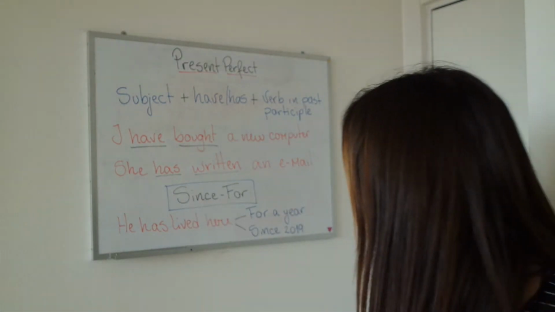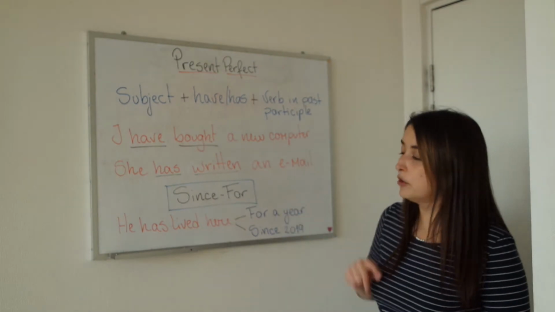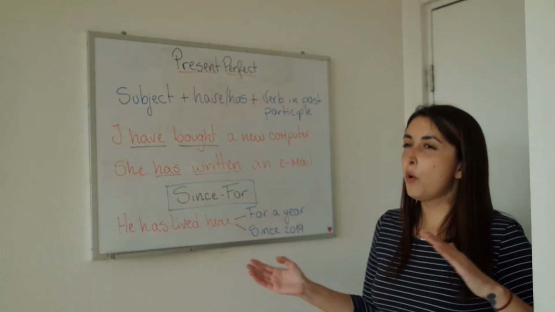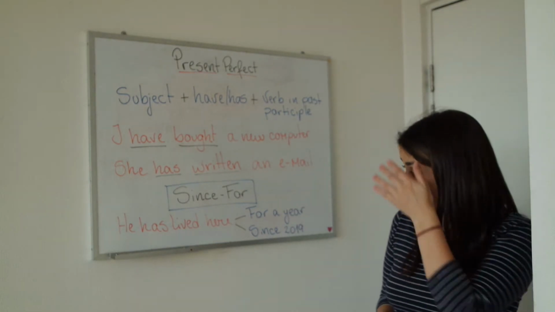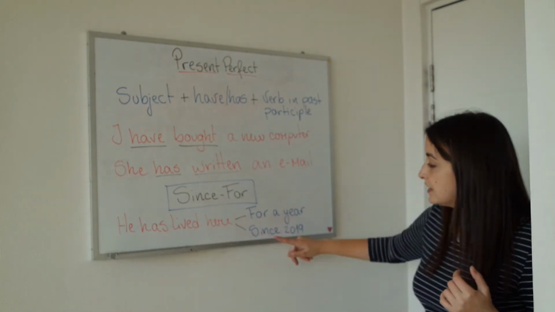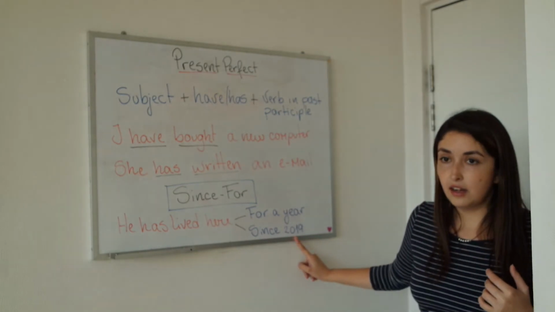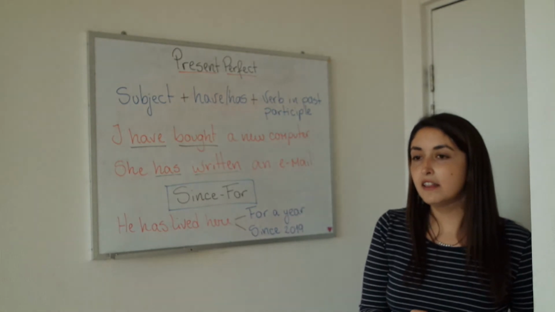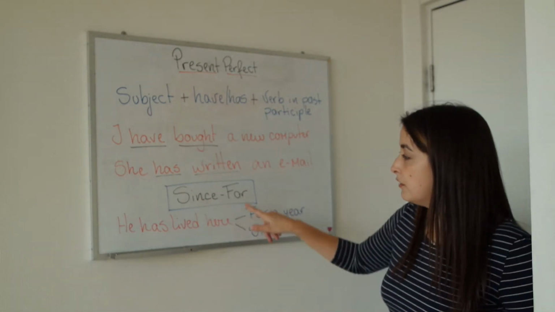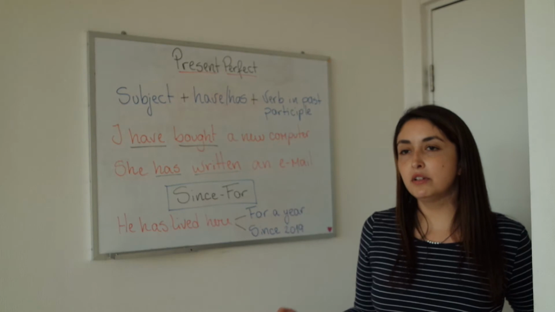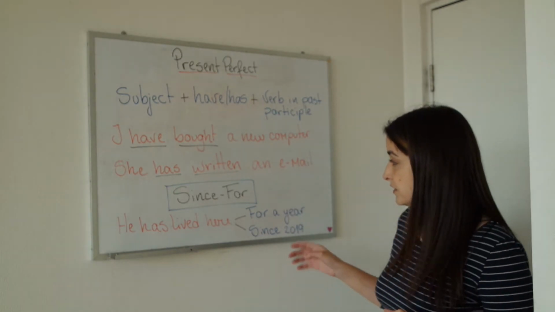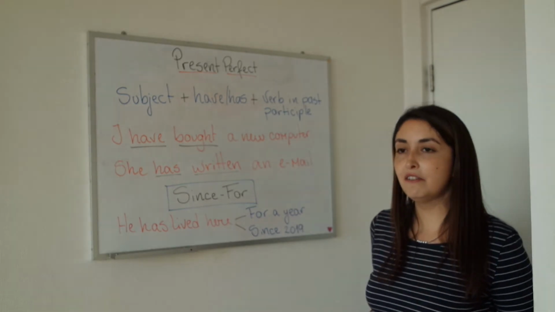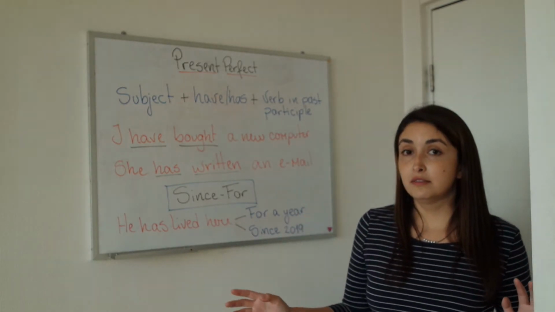Etc. Then we talk about since and for. We use since to tell when it started the action. For example, he has lived here since 2019. Él ha vivido acá desde el 2019. It means when it started. Habla de cuando comenzó esto. And for talks about the period of time that happens. For example, he has lived here for a year. Él ha vivido acá por un año.